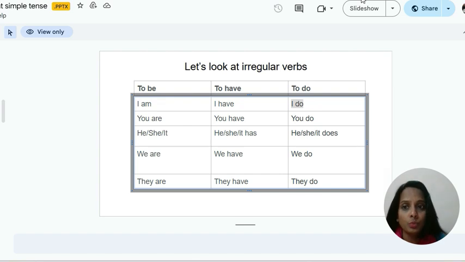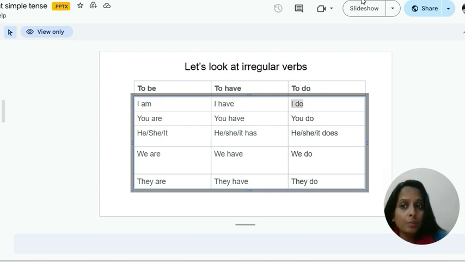And you do. Use do when speaking to one person or more. Example, you do your chores. Do you like music? So here you do. And for he, she, or it, it is does. Use does when talking about one person or thing. Example, she does yoga. Does he speak French?